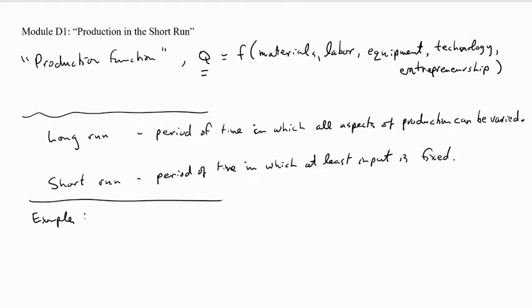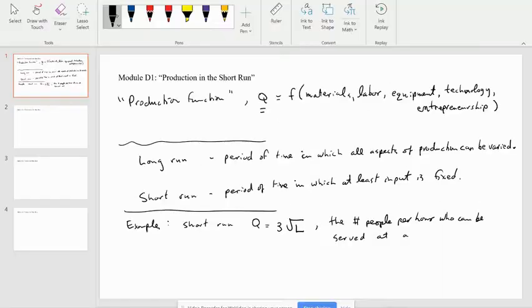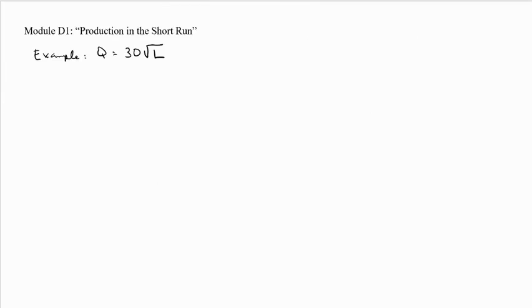In the short run, let's let quantity equal 30 times the square root of labor, and let's have that represent the number of people per hour that can be served at a convenience store. It's useful to think of this production function, Q equals 30 times the square root of L, in terms of both a table and a graph.